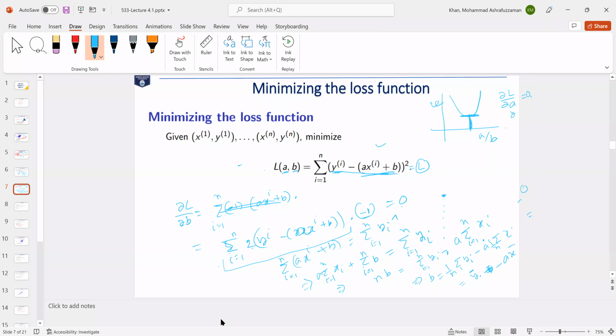So we are getting that the optimum value of b should be y bar minus x bar. Now we need the value for a. For that, I'll not do it in the class. You can think of it as homework.